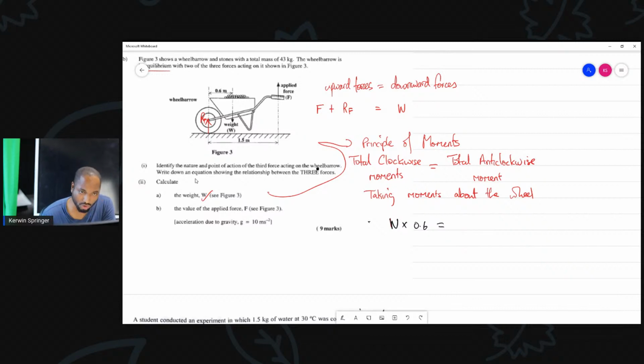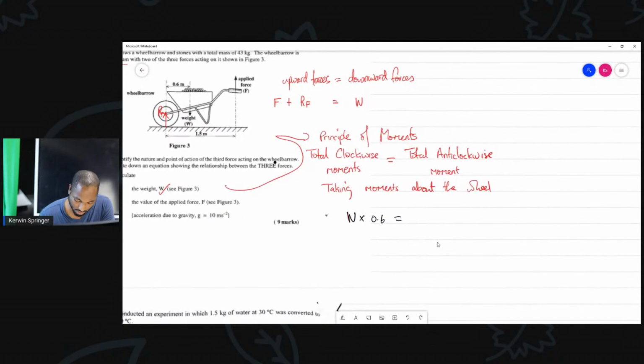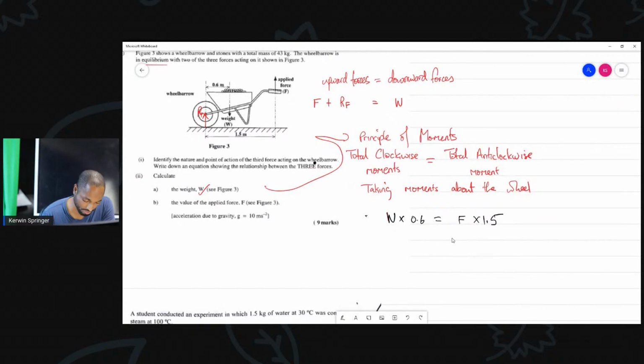We're ready for that. Let me go to the next slide and look at W. The applied force is what we're going to come through. But let me just finish writing it out. W times 0.6 is equal to F times 1.5. This is what I'll use for part B.